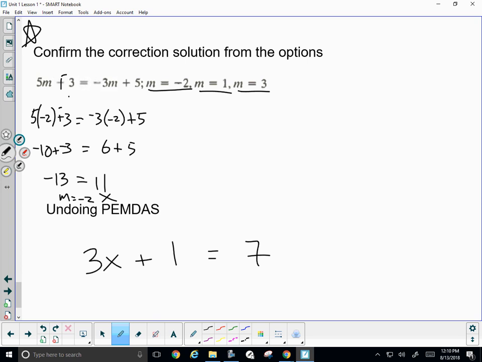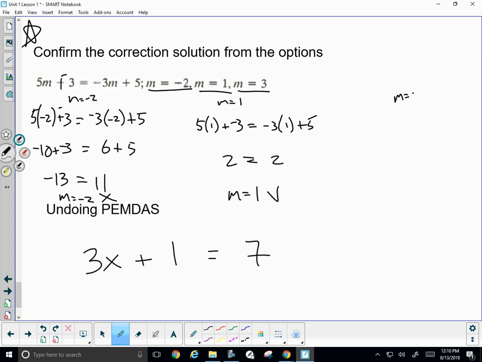Let's try m equals 1. If I used 1, I get 5 minus 3, which is 2, and -3 plus 5, that's 2. So that gives me something that is true and is balanced. So it turns out, boom, that's our solution. Without doing any algebra, without backing things out, I can arrive at my answer.